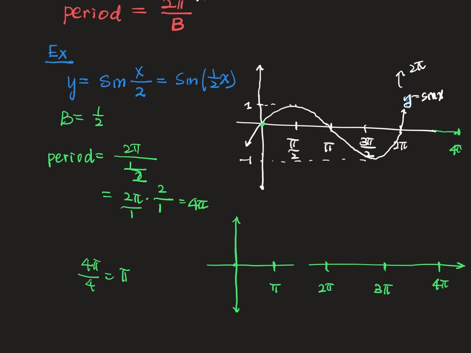Sine starts with 0. Here is a maximum, 1. At 2 pi, the middle point is 0. At 3 pi, the third quarter of the period, it's going to be the minimum. At 4 pi, it's 0. That's how to sketch it, guys.